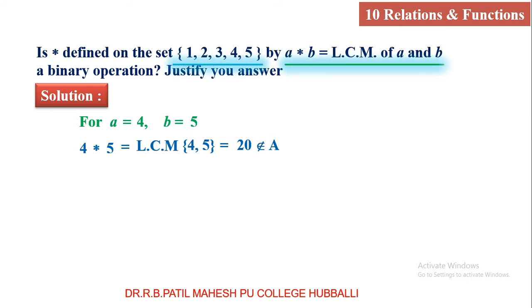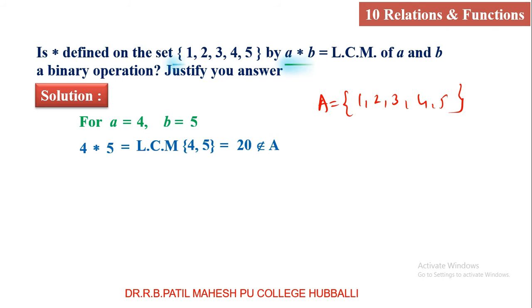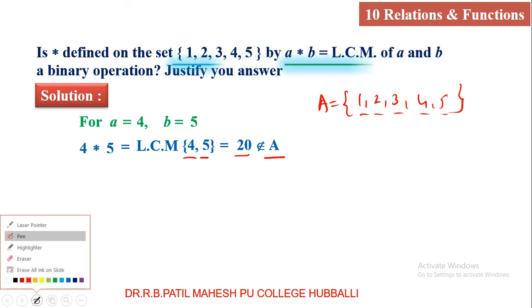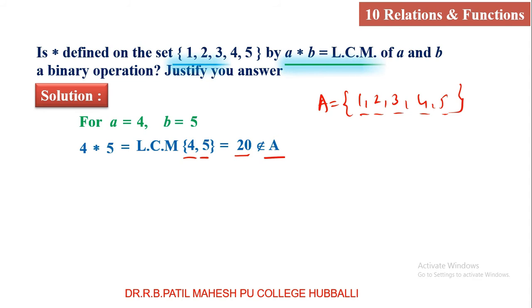I have taken it as A, but what is A here? The given set, that is {1, 2, 3, 4, 5}. So the LCM of 4 and 5 is 20. That does not belong to the set A. You can observe there is no 20 in this set. Therefore, the elements belong to the set, but the operation result does not belong to the set. Hence, this is not a binary operation.